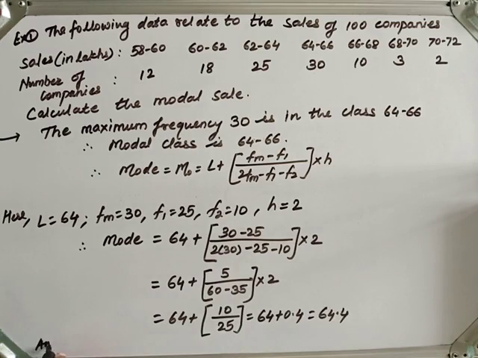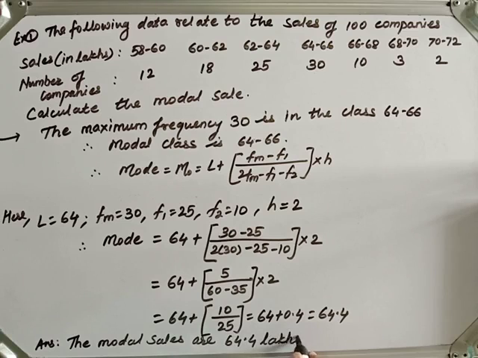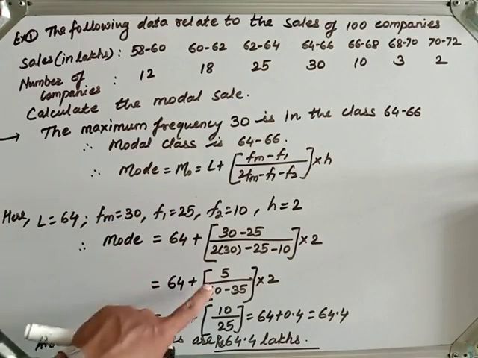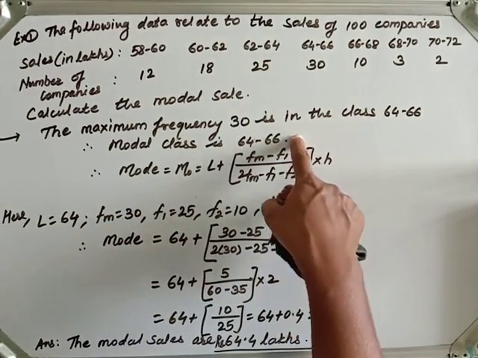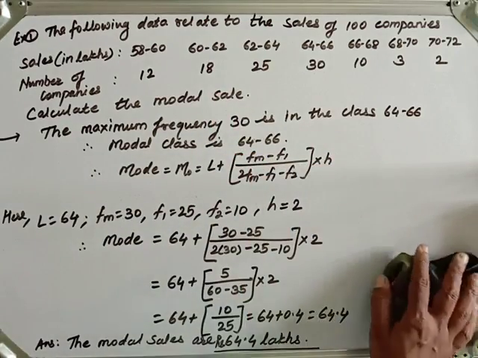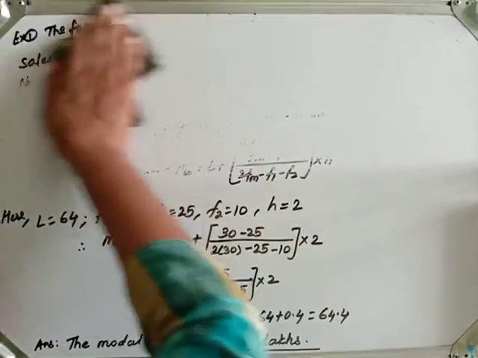Therefore, let me write the answer here. The modal sales are Rupees 64.4 lakhs. Now let us go for the next example. Have you got how to use the formula? It is very easy once we get the modal class and a distribution with us. It is very easy to obtain those values.